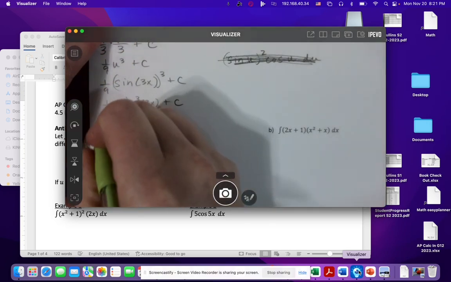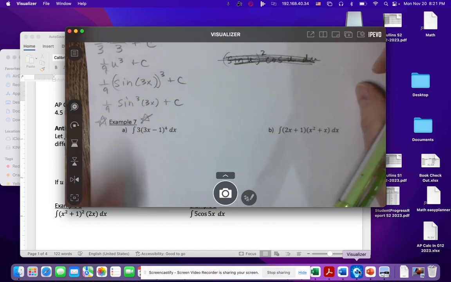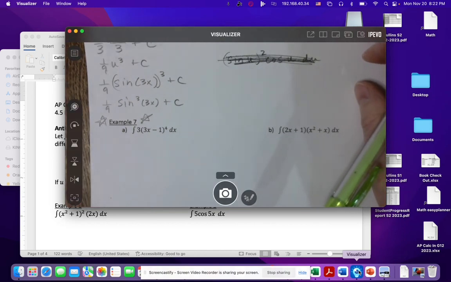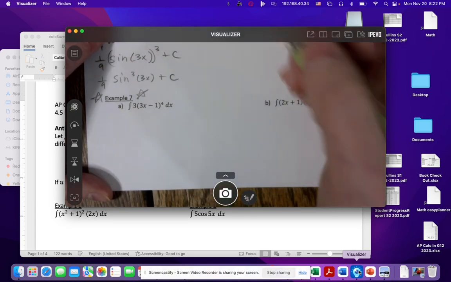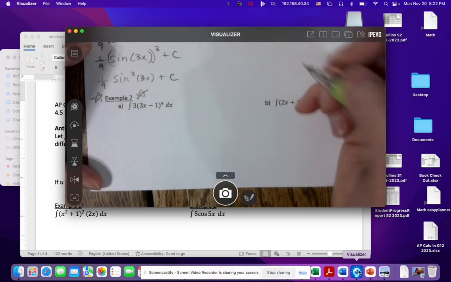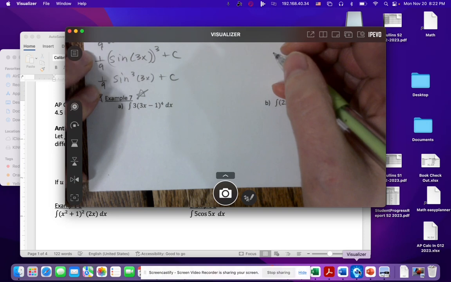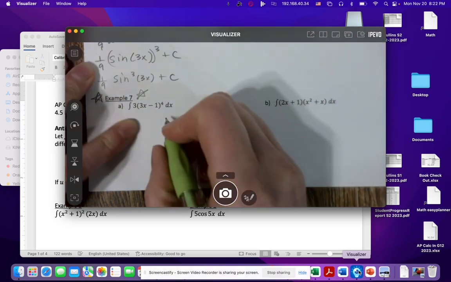So example 7 is meant to be something that's a little bit easier again, where you can go through and work it out on your own. If you are watching this video for the first time, I would suggest pausing it at this point and trying these on your own. But I'm going to go ahead and do example 7 now.